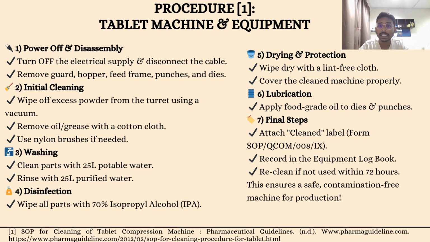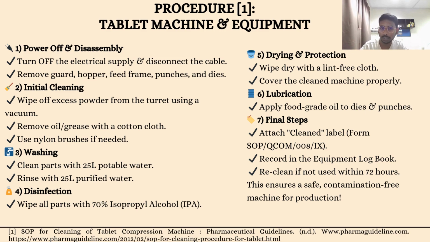Then we proceed with the initial cleaning, where we wipe off the excess powder from the turret using a vacuum, remove any oils with a cotton cloth, as well as use nylon brushes if needed. Then we proceed with washing, where we clean the parts with 25 liters of potable water, rinsing with 25 liters of purified water. And then we proceed with disinfection, where we wipe all the parts with 70% isopropyl alcohol.